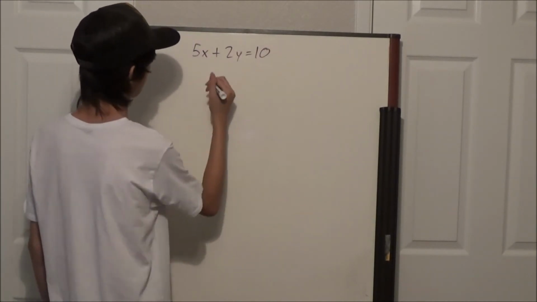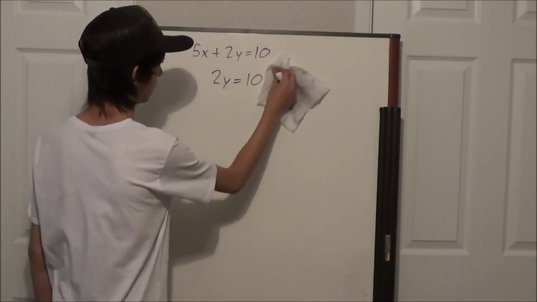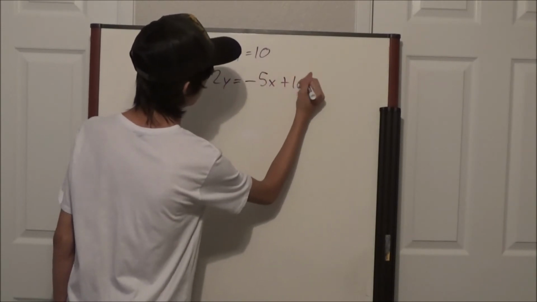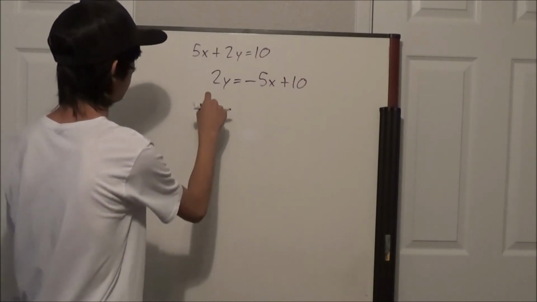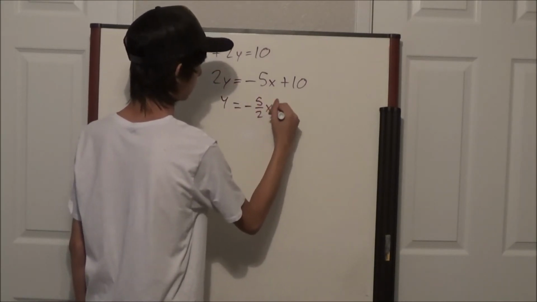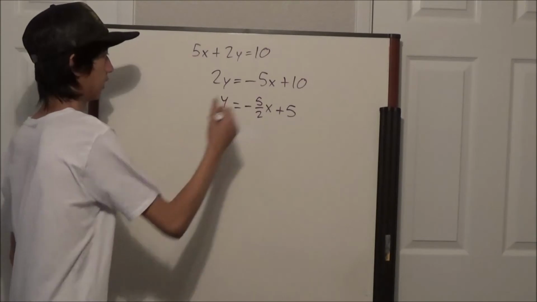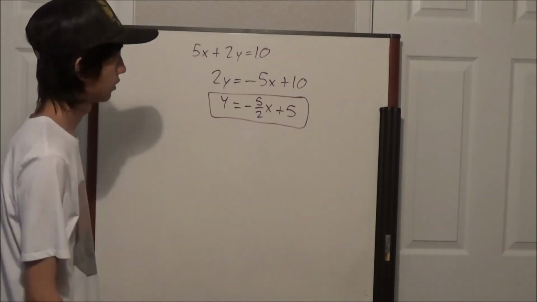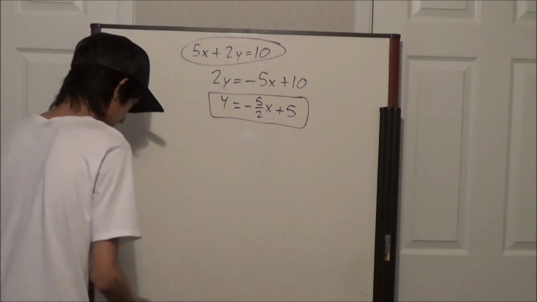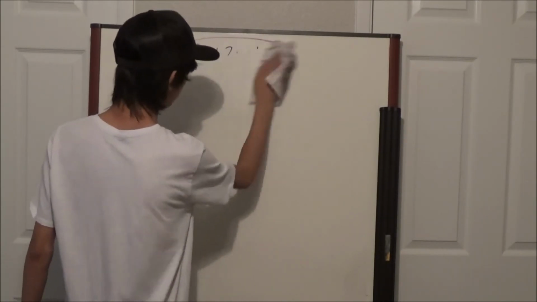We're going to subtract 5x to the other side. Okay? And then we're going to divide by 2 on both sides. And we should get 5 over 2 x plus 10 divided by 2 is 5. So we divide by 2 on both sides, and this is what y equals. So we have one solution, so this means that this is a function. So it is a function, because it only has one solution.